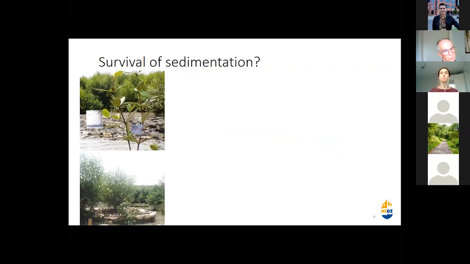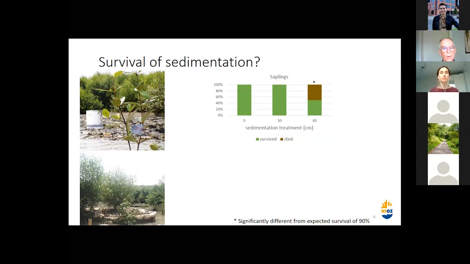It's a very simple experiment, actually. We did this on saplings and on mangrove trees. We put a surround on each of those and we just added a lot of sediment. So we had a treatment with 20 centimeters of sediment for saplings and young trees, and we had a treatment with 40 centimeters of sediment in one go. And what we saw with the saplings is that in general, they're really resilient to sedimentation, which makes sense because they usually grow in this type of area.